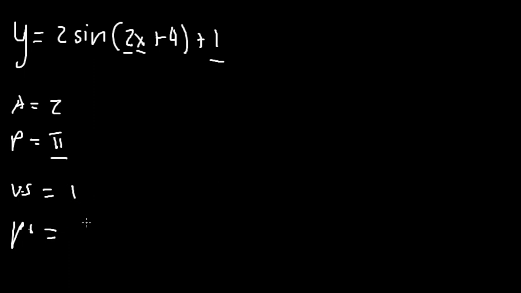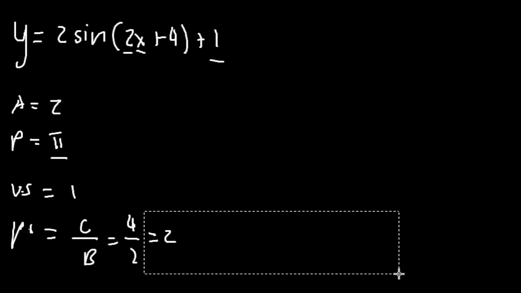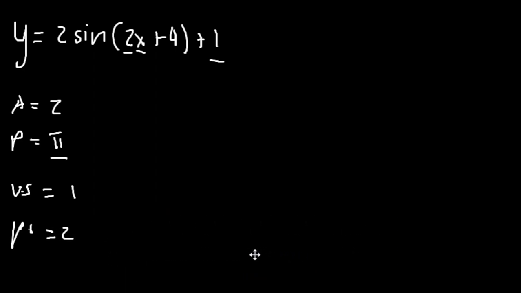And lastly, ang phase shift is denoted by c over b. As established earlier, ang ating b is equal to 2. And now, ang c will always be to the right of x. So, ano ang nasa right ng x? It's positive 4. So, it's 4. 4 divided by 2 will be 2 units. So, ang ating phase shift will be equal to 2.